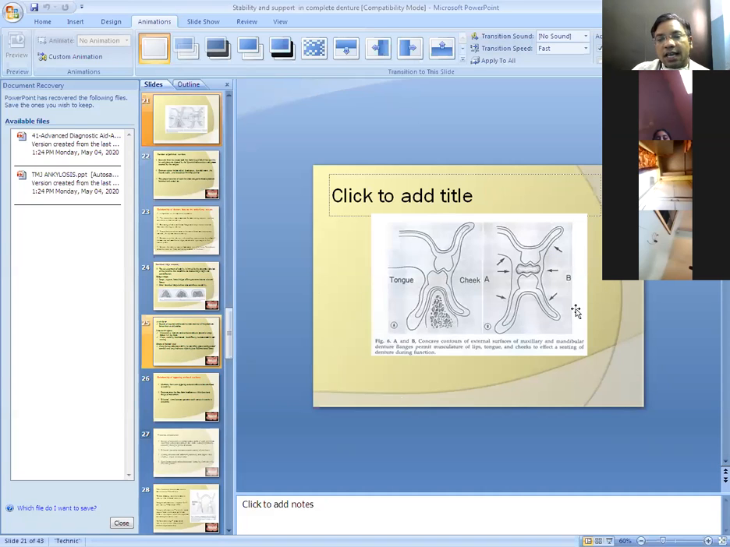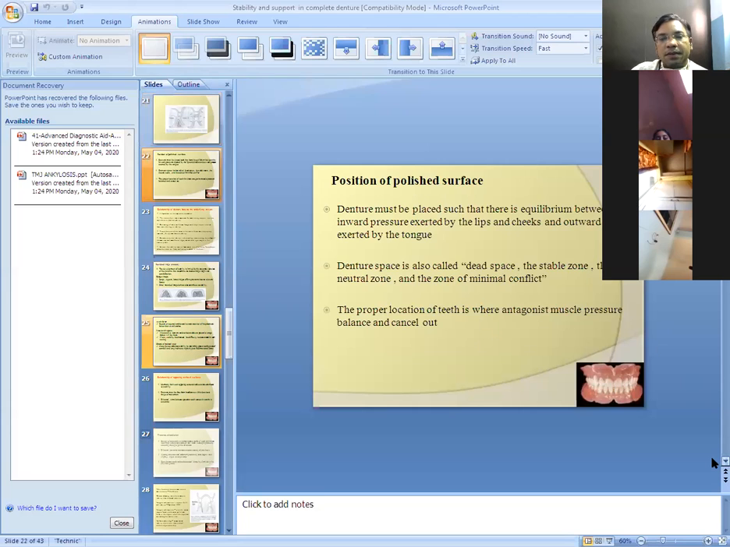This diagram shows the neutral zone. These are the areas where the tongue and cheek pressure are neutralized, such that the tooth arrangement is done in a way that tongue and cheek muscles counterbalance. If the tongue is pressing more, the cheek also has to press more. In a particular area in the dead space, that space is called the neutral zone concept.